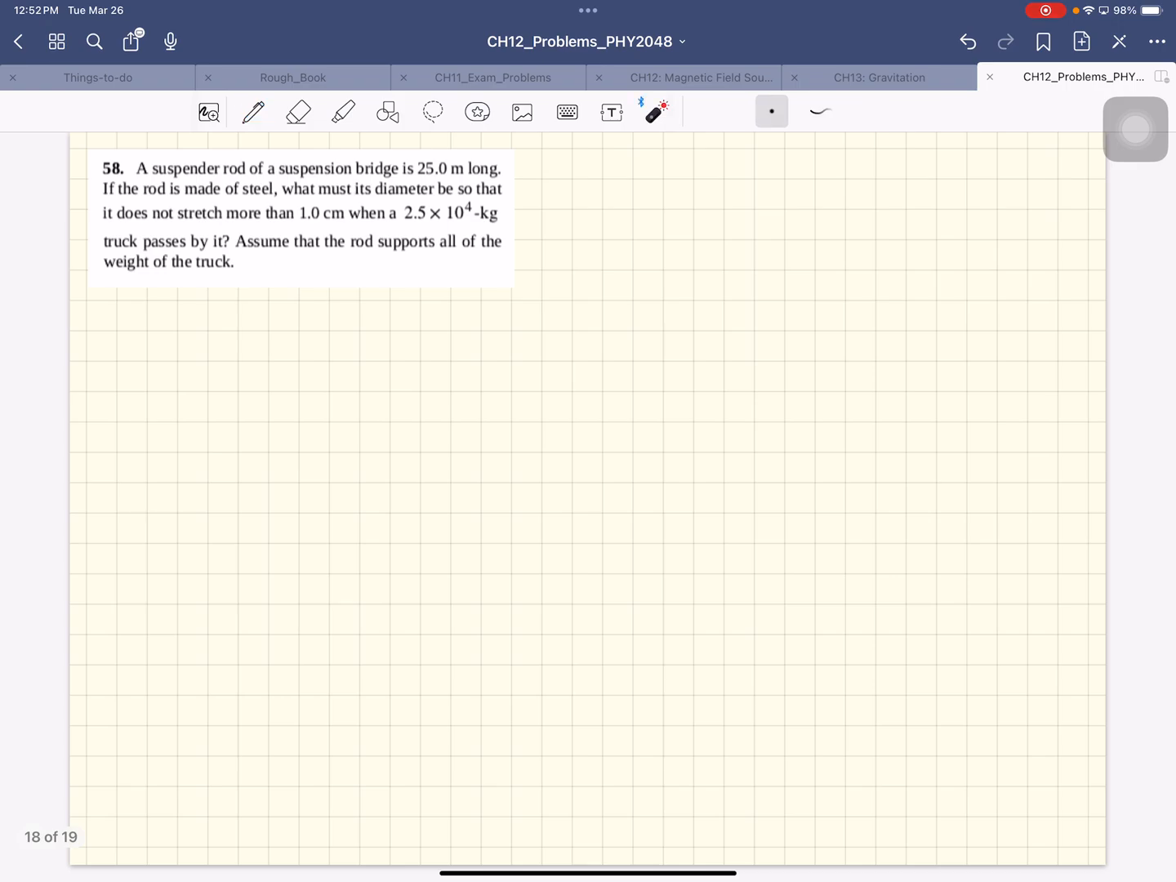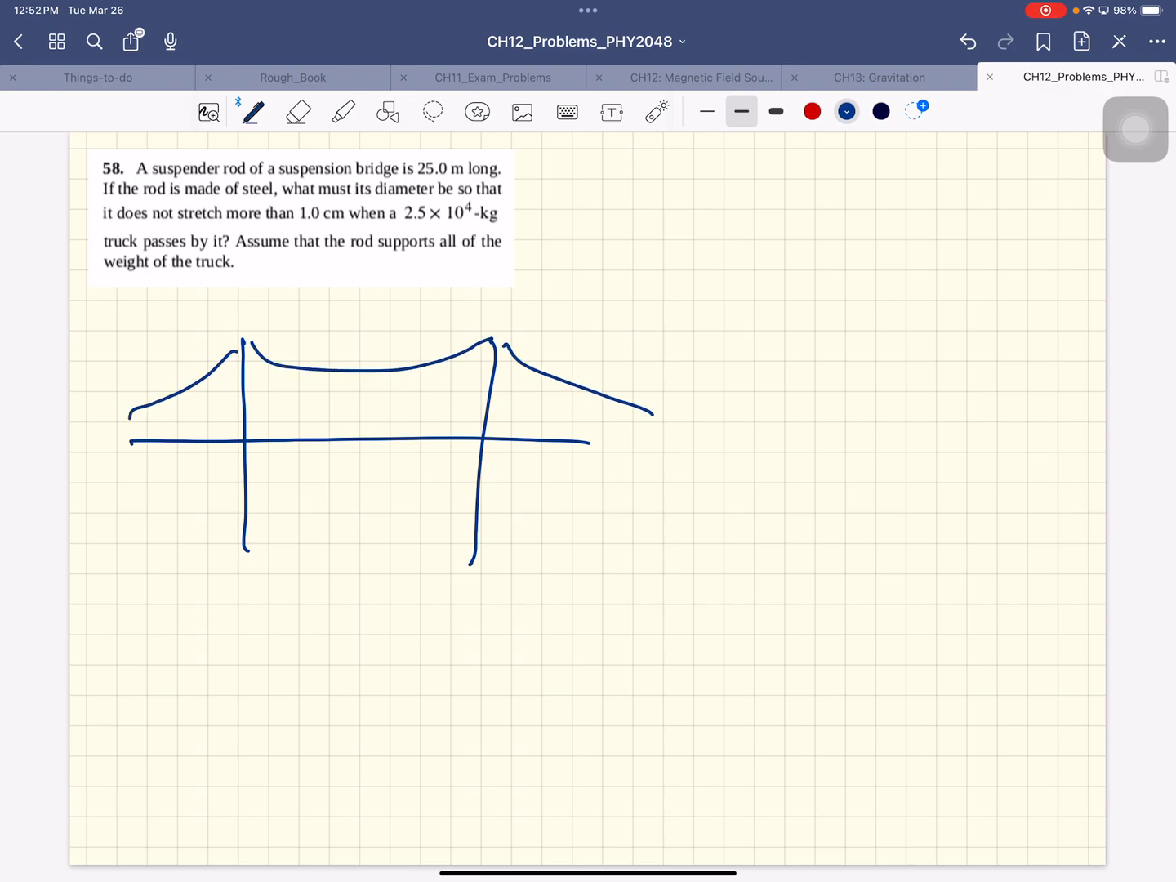All right, one more problem and then we'll move on to the next chapter. A suspender rod of a suspension bridge is 25 meters long. So okay, this is what they're talking about. This guy is 25 meters long. And of course, when a truck drives by, this stretches a little. Every time a truck drives by, this stretches, and that's what they want to know.